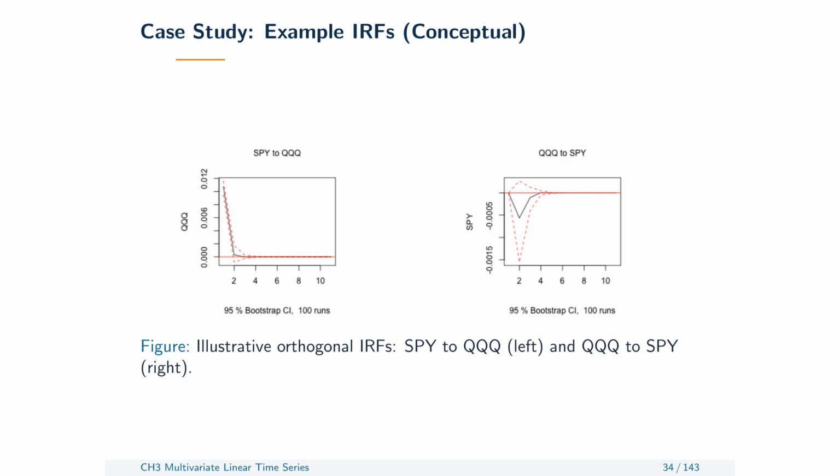Connectedness depends on horizon. Immediate movement can be strong, while longer-run spillovers are weak, or lagged feedback can build gradually. Reporting one aggregate number can conceal this pattern. We should state the horizon, normalization, variable set, transformation, and sample, because each can materially change the resulting network.